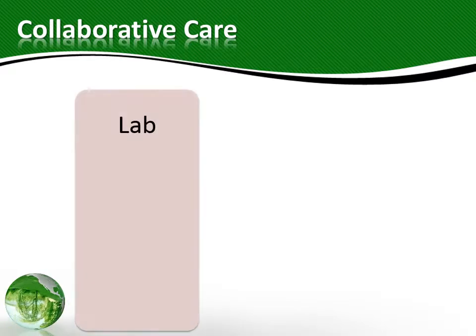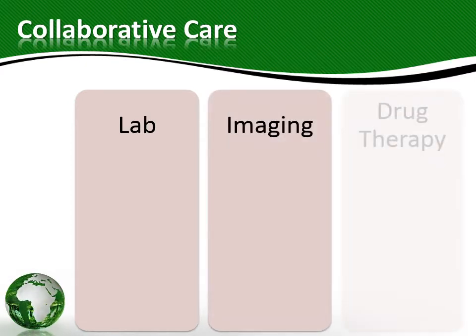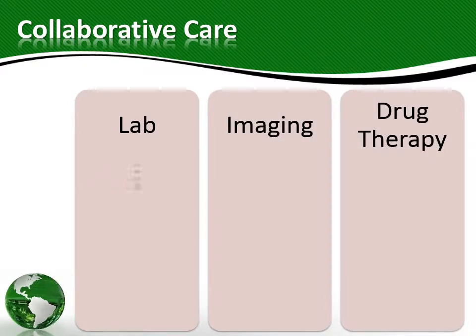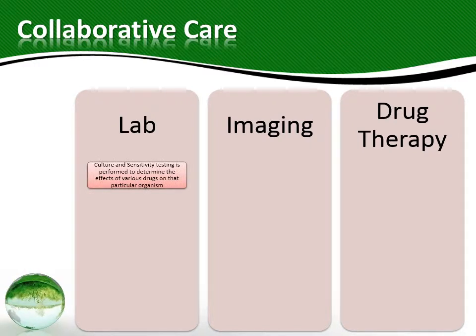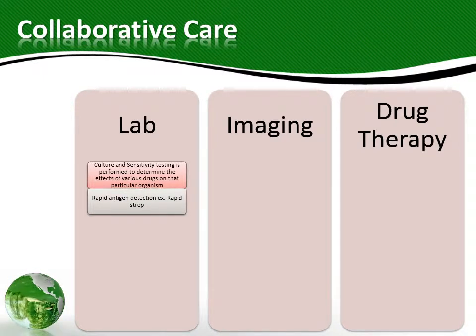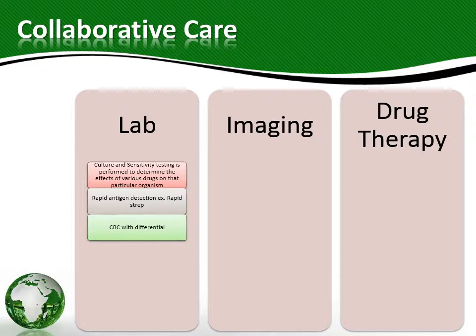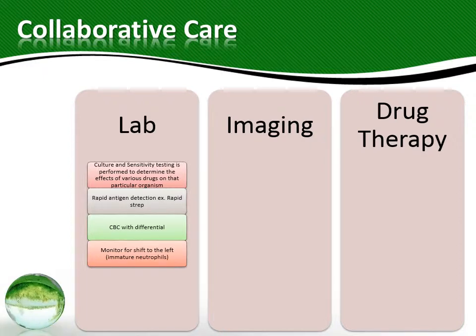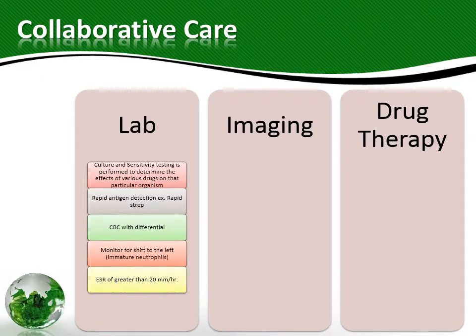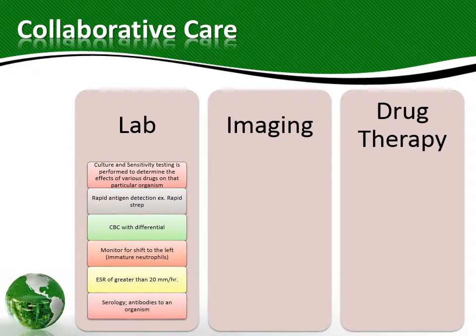Okay, we're going to discuss a little bit about collaborative care. We're going to cover lab, imaging, and drug therapy. During lab, culture and sensitivity testing is performed to determine the effects of various drugs on that particular organism. Then we have the rapid antigen detection. An example would be a rapid strep test. We will also do a CBC with differential. You want to monitor for a shift to the left of the immature neutrophils. You will also monitor the ESR for being greater than 20. And you will check serology, the antibodies to an organism.